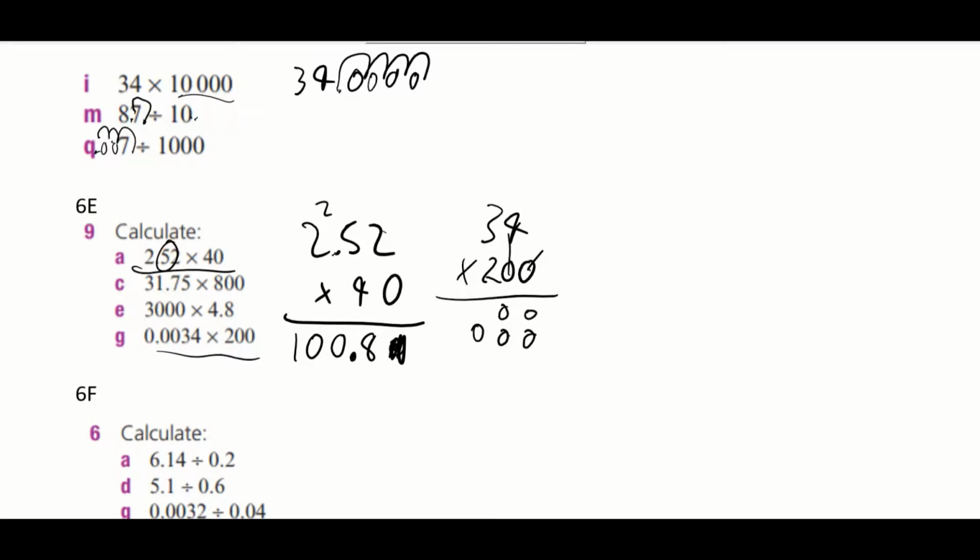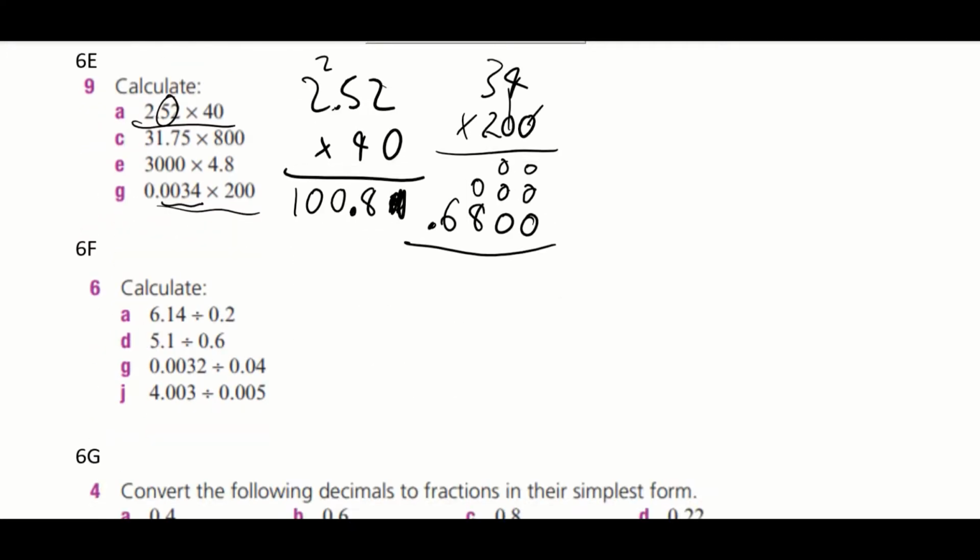Because it's 200, you need to automatically add 2 zeros, right? And then you need to do 2 times 4 is 8, 2 times 3 is 6, and you'd add it up, but it's just 6,800 the same. But remember, there were 4 decimal places in the question. So we go 1, 2, 3, 4, and we put it there, and it's 0.68. That's the answer to that.